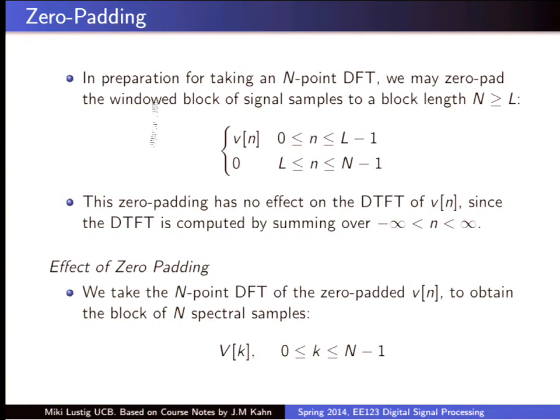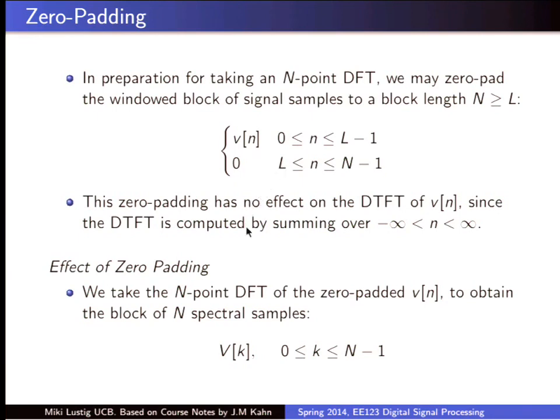So for preparation for taking an n-point DFT, remember the length of the DFT that we pick gives you the spectral resolution, which is approximately 2 pi over n. 2 pi frequencies divided by n number of bins. That will be the spectral resolution. We may zero pad the windowed block of the signal to a block that's bigger than that.